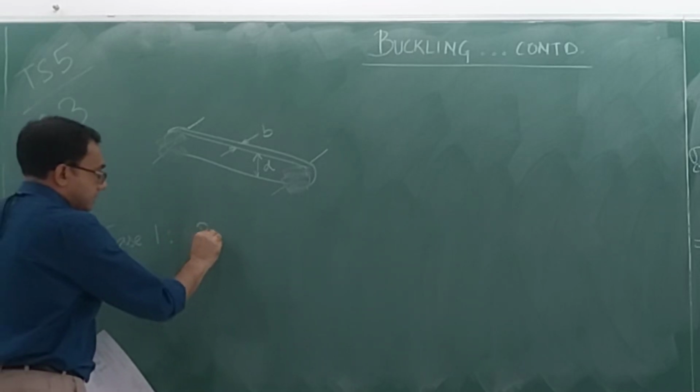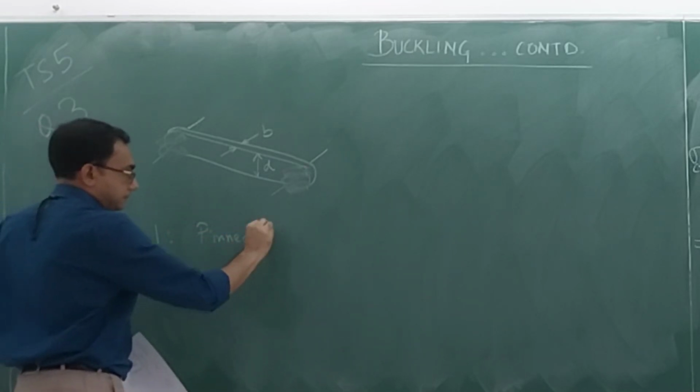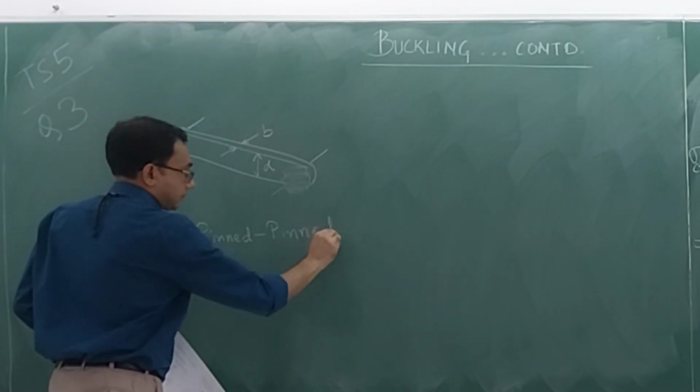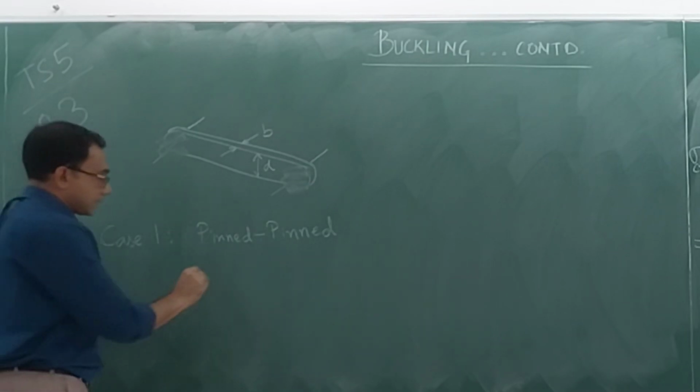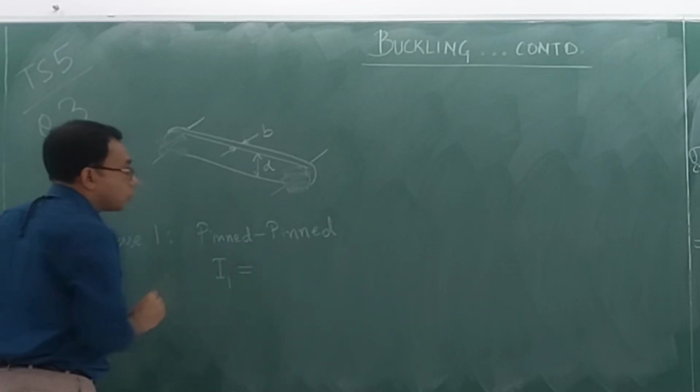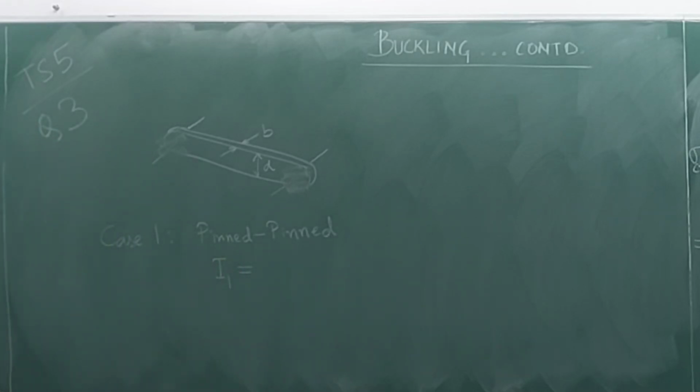this is the pinned case. Right, this is the pinned case. Now for this, what is the value of I1? Tell me. One by 12? Is it BD cube or is it DB cube?